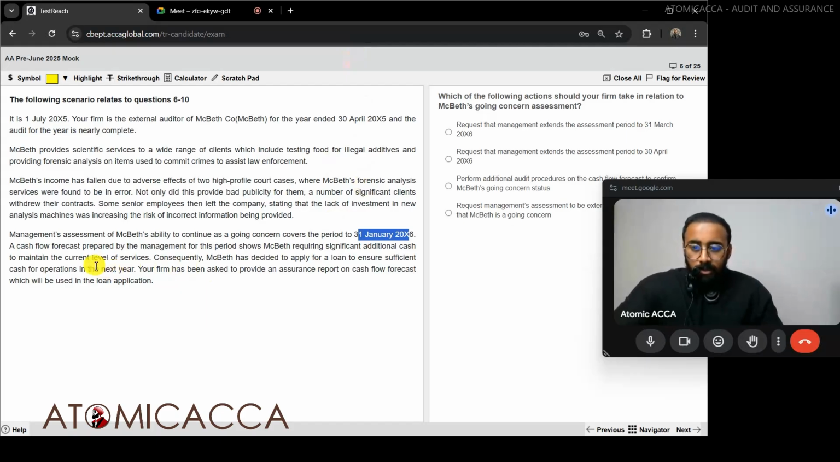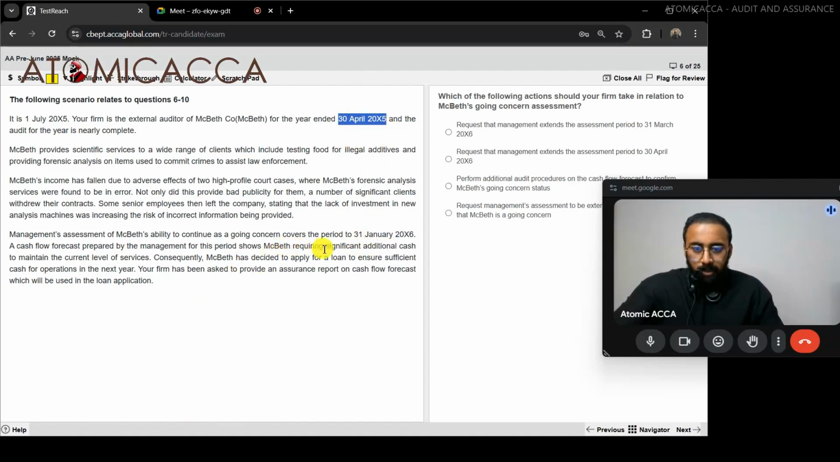A cash flow forecast prepared by the management for this period, cash flow forecast, future, prepared by the management for this period, maybe 30th April to this one, shows that Macbeth required significant additional cash to maintain the current level of services. Consequently, Macbeth has decided to apply for a loan to ensure sufficient cash for operations in the next year.